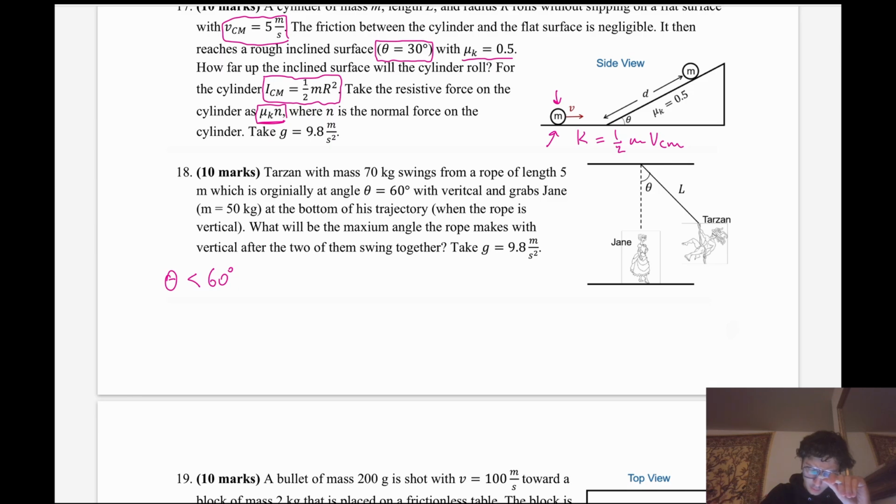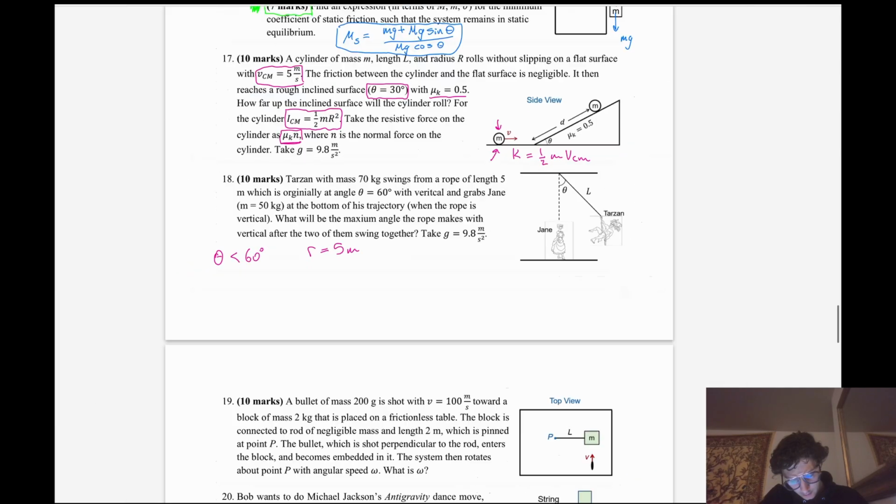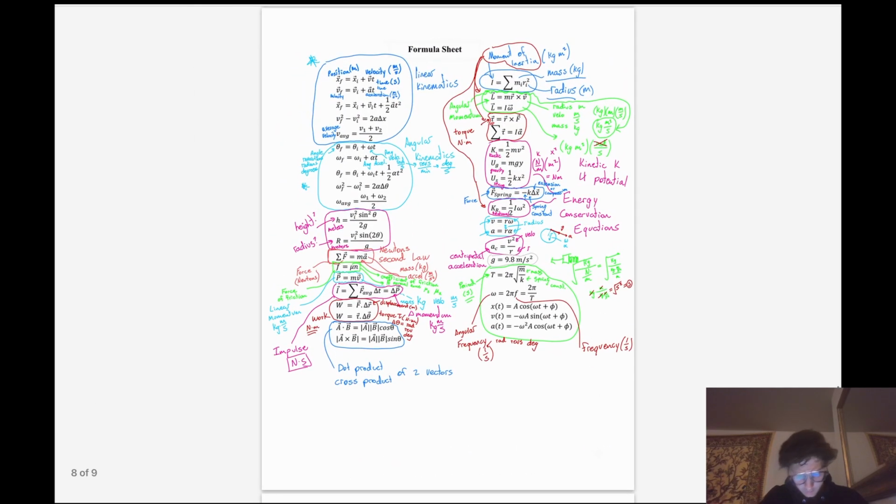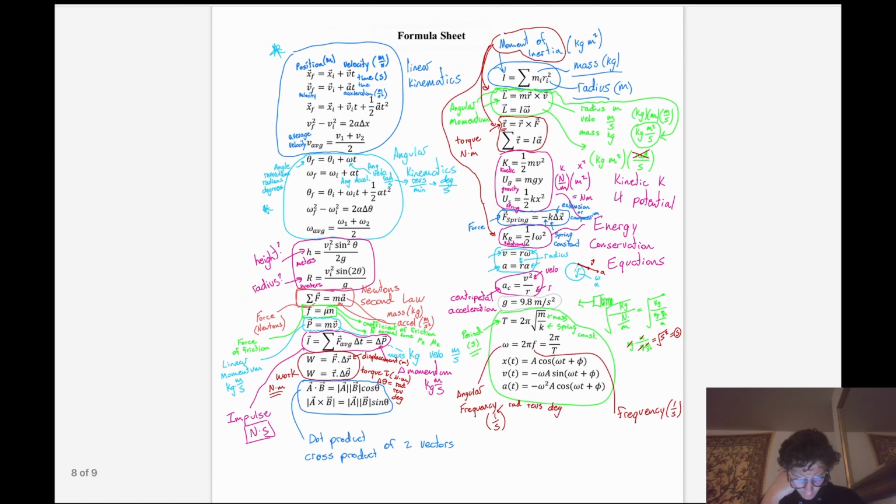It is a circular motion kind of problem because we have a radius, right? He has a rope of 5 meters, so the radius is equal to 5 meters, and 70 kg. With a mass of 70 kg swings from the top. Let me check very quickly if there are any interesting equations related to rotation. I don't know, there's torque. Can we use work?